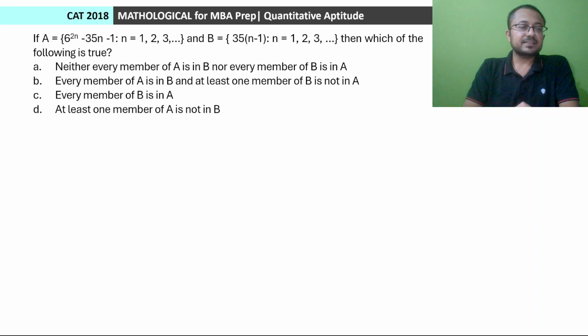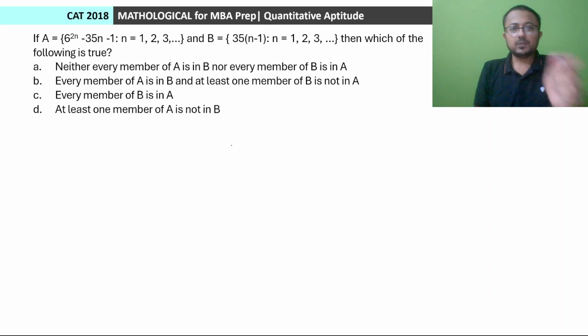Isn't it so? Clear? Next question. If A is a set that contains 6 to the power 2n minus 35n minus 1 such that n can be 1, 2 or 3, and B is a set that contains 35 into n minus 1 where n can be 1, 2 or 3, then which of the following is true? Option A, neither every member of A is in B nor every member of B is in A. Option B, every member of A is in B and at least one member of B is not in A. Option C, every member of B is in A. And option D, at least one member of A is not in B. Which of the following should be the answer?